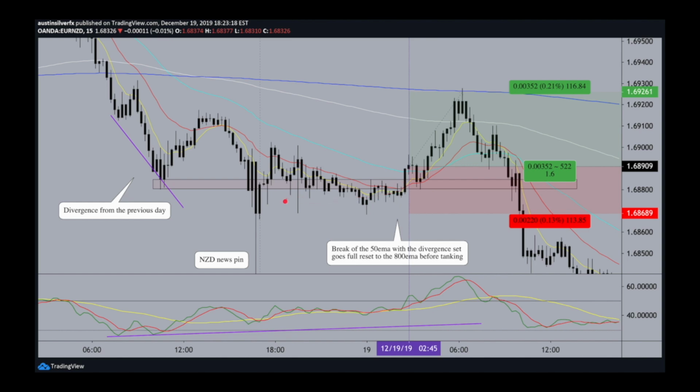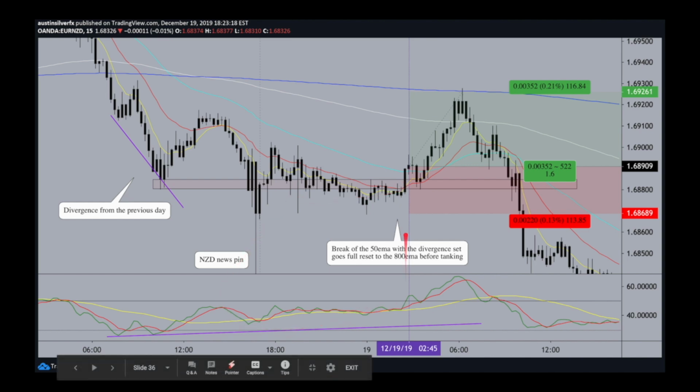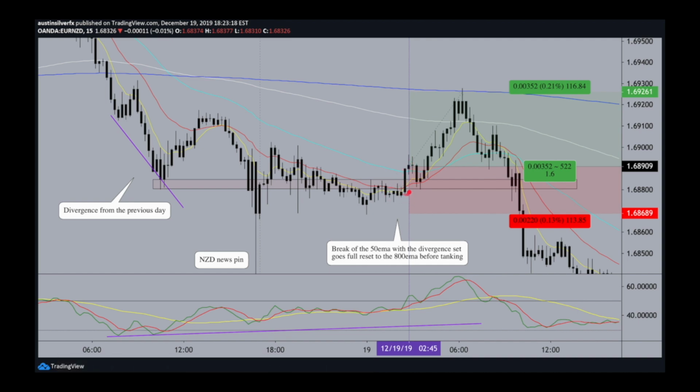On the 15-minute, as that RSI continues to rise, it actually breaks the 50 EMA as it comes back through that zone with a shift candle, right? We would call on the A1 system that 8 and 21 cross a shift. So with that 50 EMA break, you're using the pin low as your stop, and you're looking to take it to full reset at the 800 or to 2R. This is 1.6R to full reset at that 800 EMA.